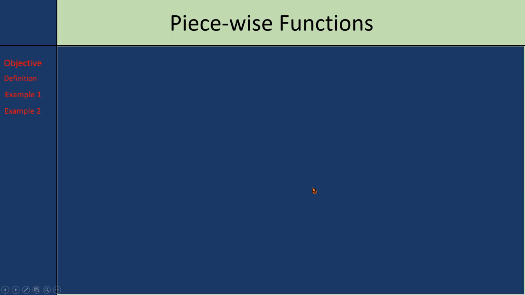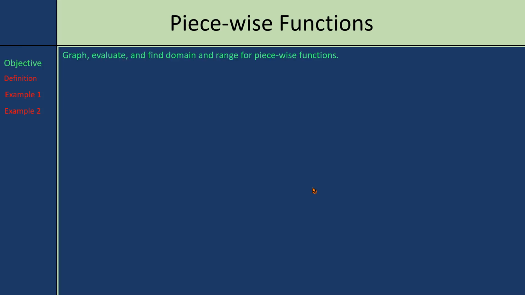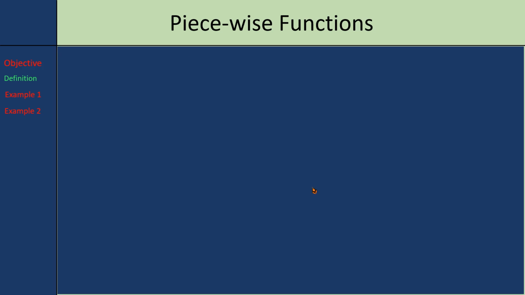All right, so this is U7L1, the first lesson of Unit 7, and we're going to talk about piecewise functions. Our objective is to graph, evaluate, and find domain and range for piecewise functions. The definition of a piecewise function is that they are functions defined by different equations for different intervals of its domain. We basically split the graph into different intervals, and each of those intervals is going to have a different equation.